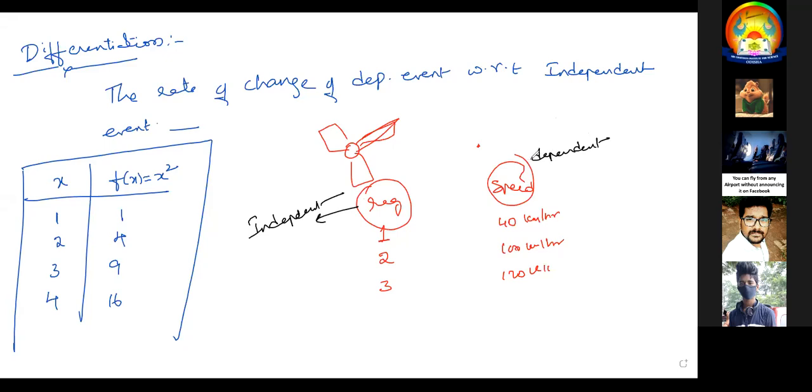So how much is the change in dependent event with respect to the independent event? That we call a derivative, a differentiation.